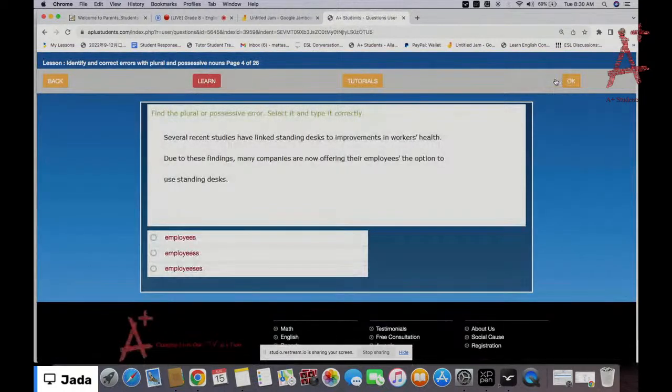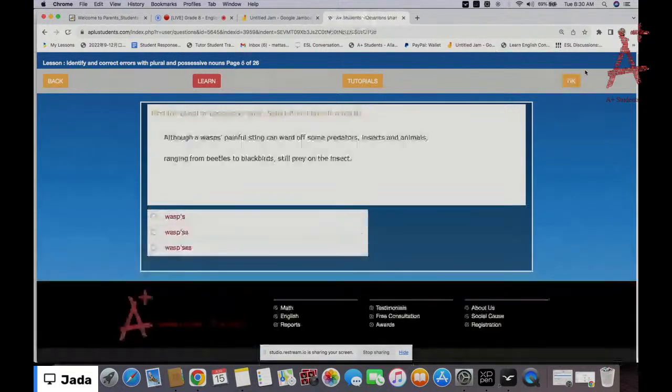Several recent studies have linked standing desks to improvement in workers' health. Due to these findings, many companies are now offering their employees the option to use standing desks. Employees shouldn't have the apostrophe because it's a plural noun. So it's gonna be employees without it, this one.